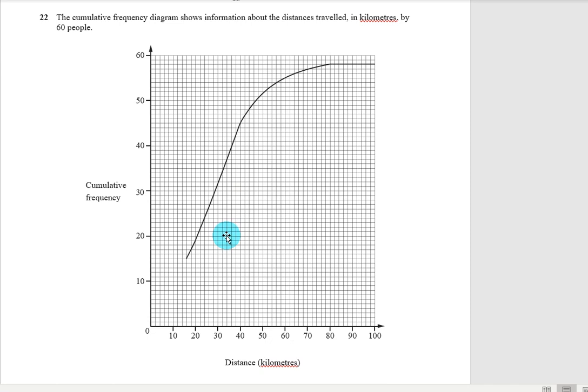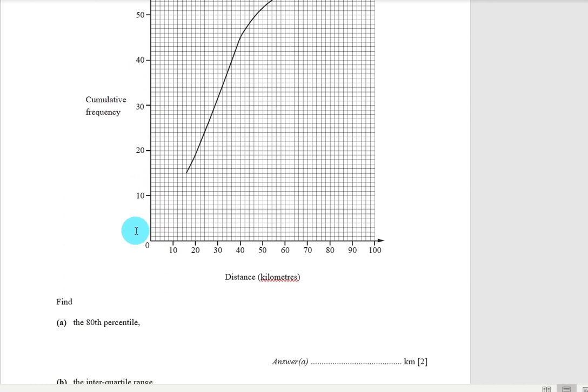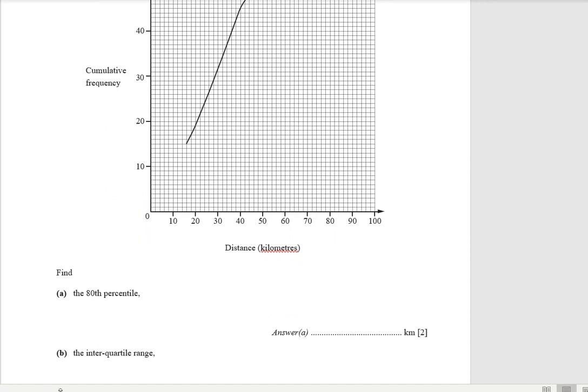Now let us go to another question. The cumulative frequency diagram shows information about the distance traveled in kilometers by 60 people. So here is the distance in kilometers, and here is the frequency of how many people, of 60 people. Let us start on the question. The 80th percentile, find the 80th percentile.